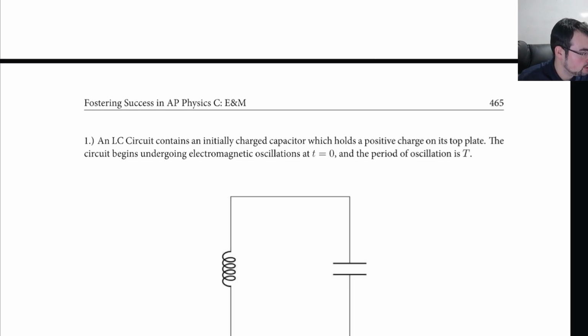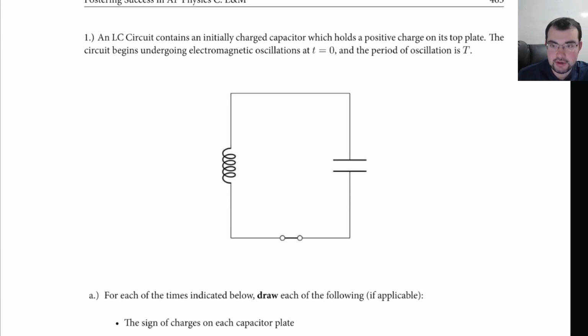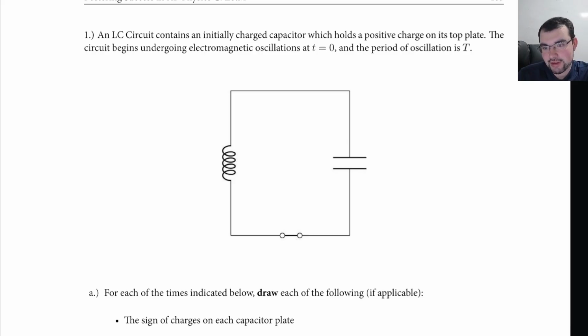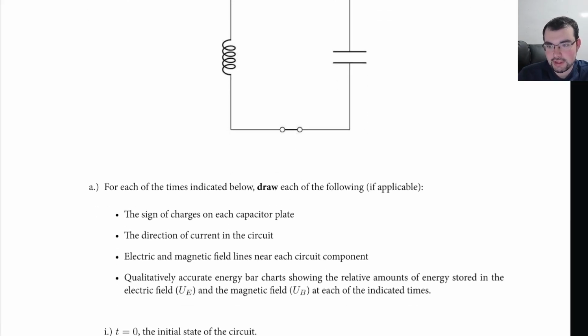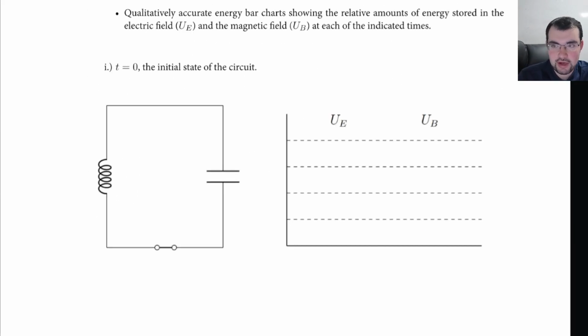So we're going to start just with a pretty basic model of the LC circuit, then we'll get into the math. So at each of the times, we're really going to draw everything. We're going to draw the charges on the plates, we're going to draw the E field, we're going to draw the current, we're going to draw the B field, all of those things. So let's start. Initial state of the circuit, t equals 0.